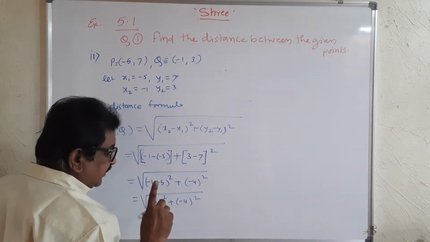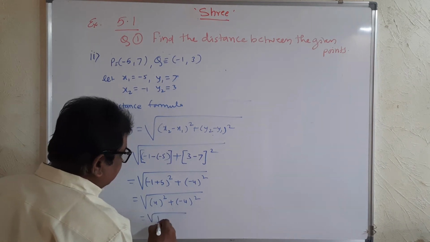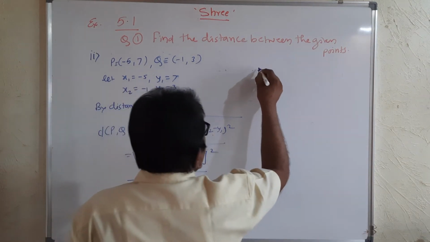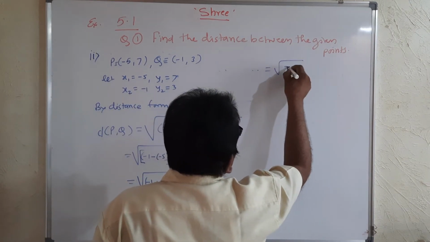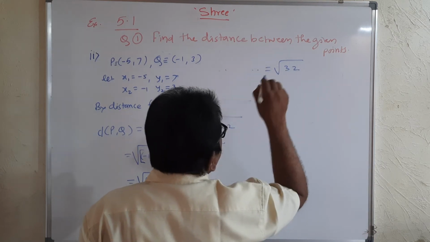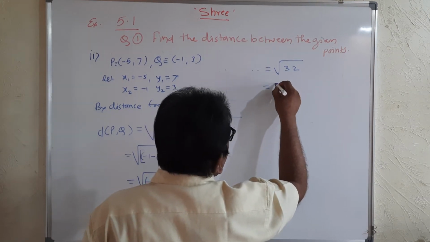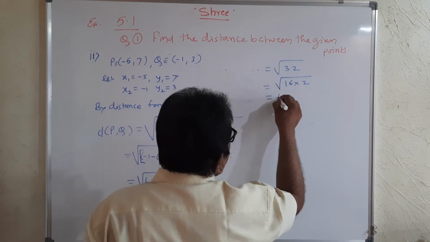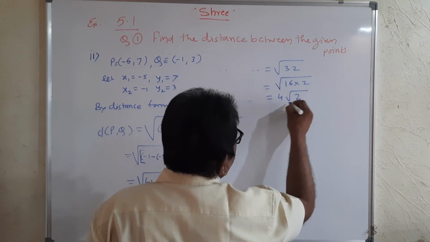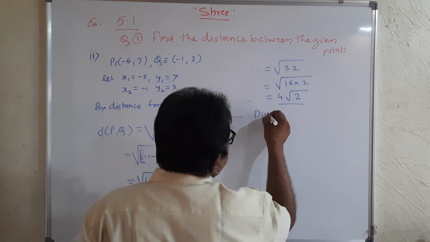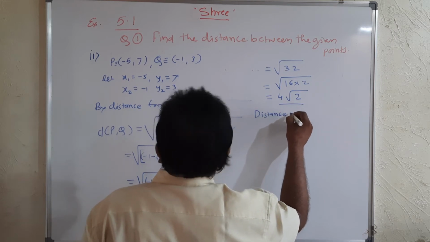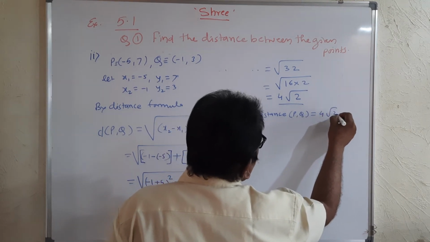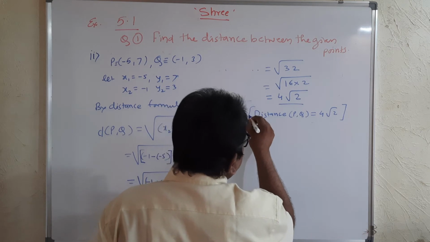Squares are always positive. Again I am repeating. So it will be under root 16 plus 16. Next step will be under root 32. So we cannot keep complex number in the root sign. So it will be 16 into 2. This is a perfect square. So 4 will come out and 2 will remain inside. So finally, distance PQ is equal to 4 root 2. This is your final answer.